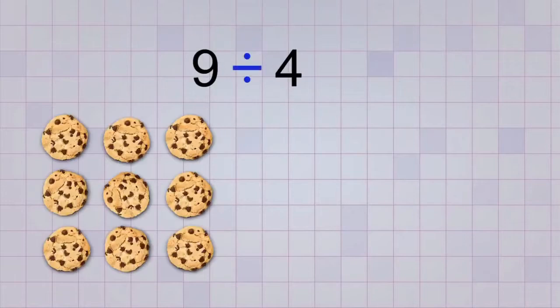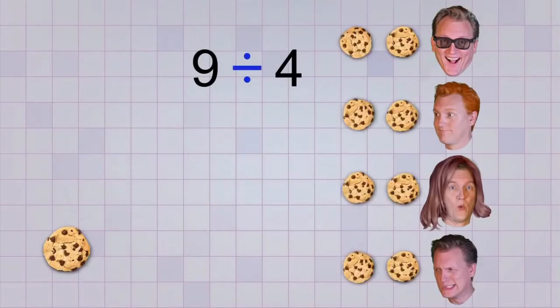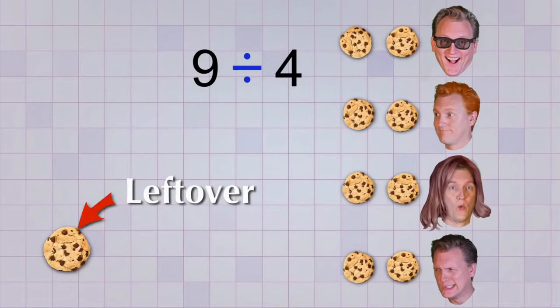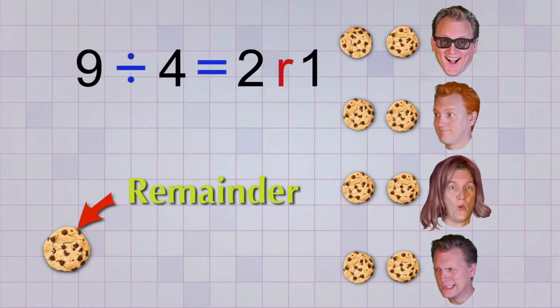Like if you had 9 cookies and 4 kids. Each kid could have 2 cookies, but there would be 1 left over. And in division, that leftover amount is called a remainder. So the answer to 9 divided by 4 is 2 with a remainder of 1.